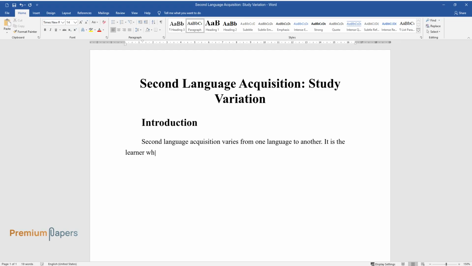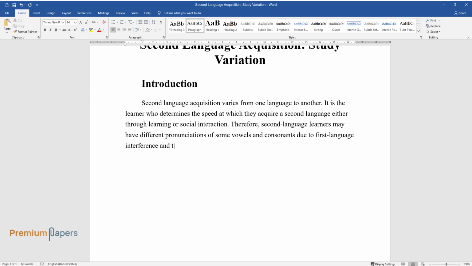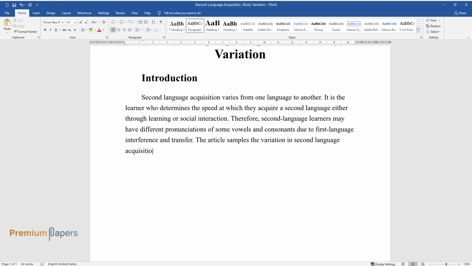It is the learner who determines the speed at which they acquire a second language, either through learning or social interaction. Therefore, second language learners may have different pronunciations of some vowels and consonants due to first language interference and transfer. The article samples the variation in second language acquisition among Japanese and Chinese speakers.